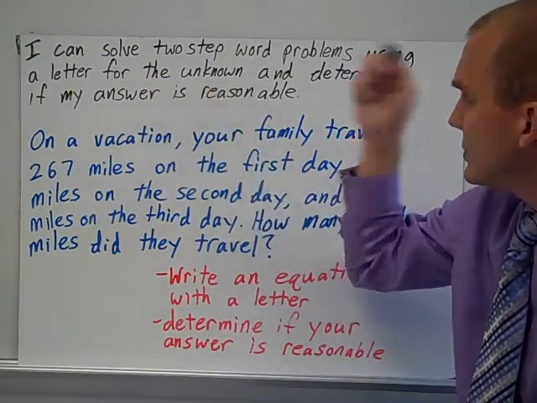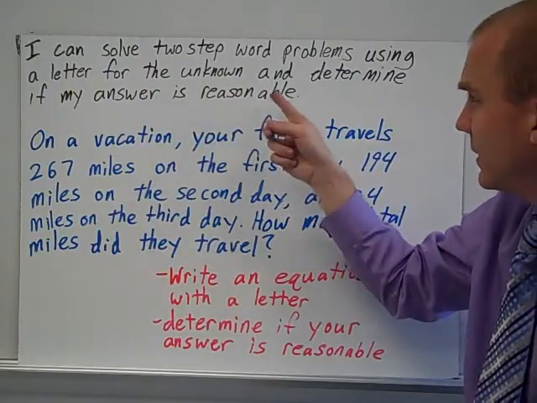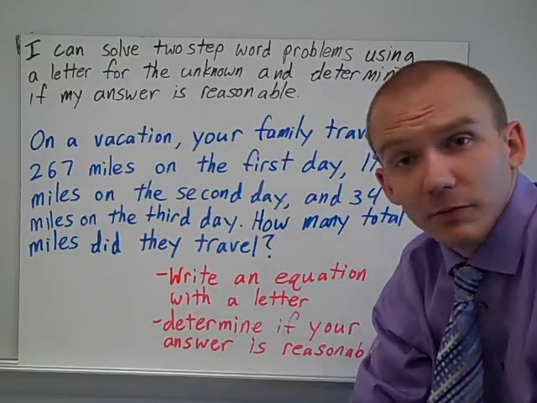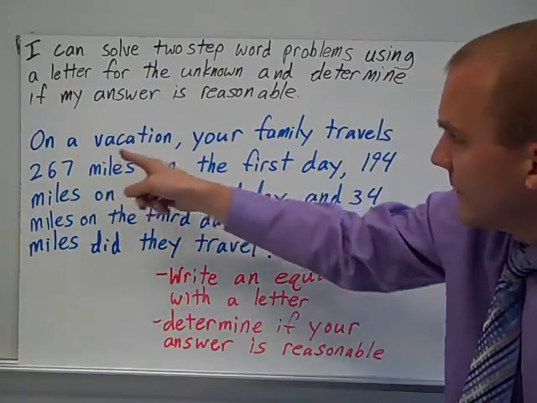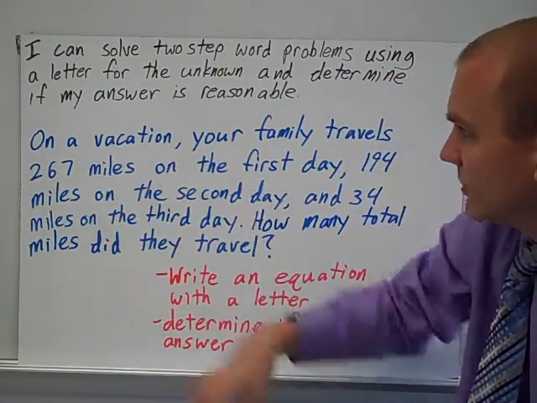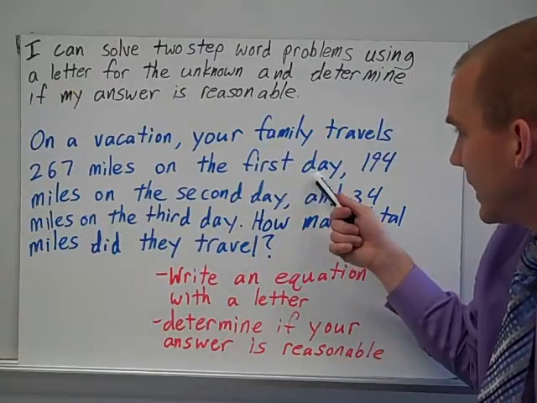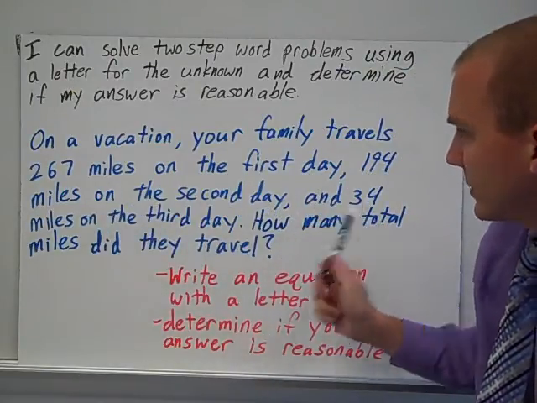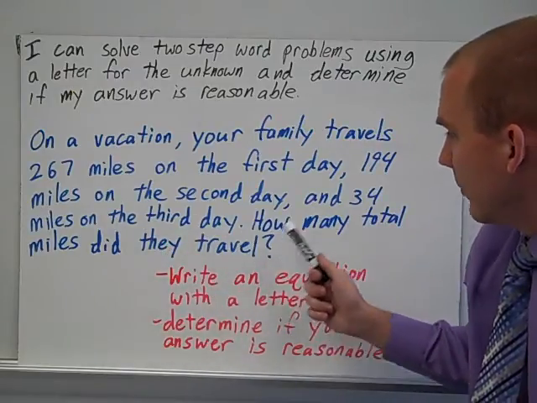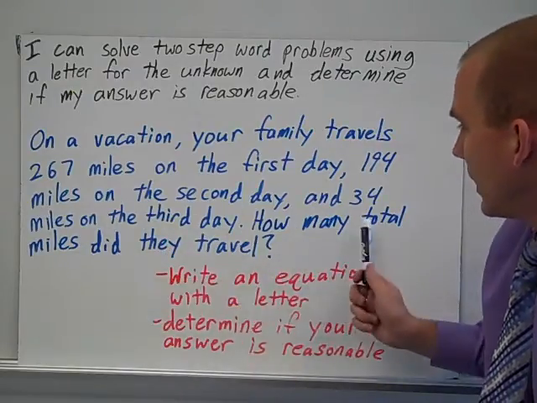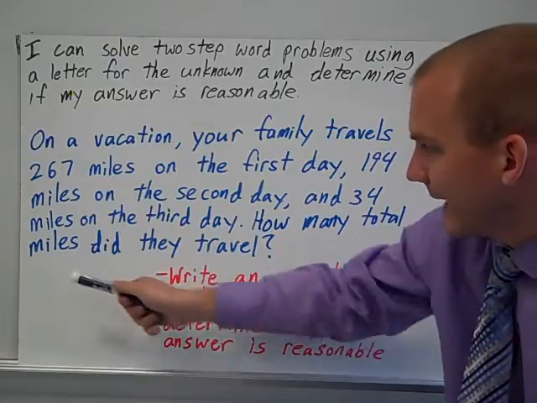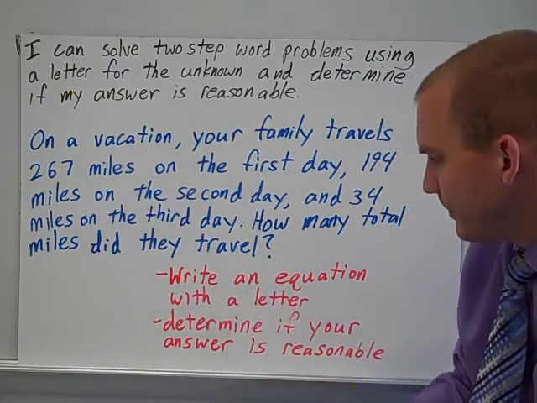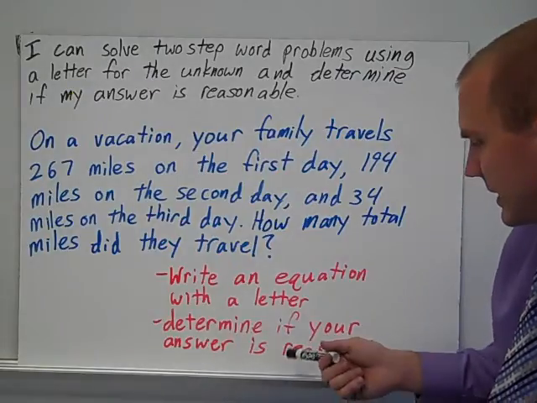I can solve two-step word problems using a letter for the unknown and determine if my answer is reasonable. Here's a problem for you to solve on your own. On a vacation, your family travels 267 miles on the first day, 194 miles on the second day, and 34 miles on the third day. How many total miles did they travel? Write an equation with a letter and determine if your answer is reasonable.